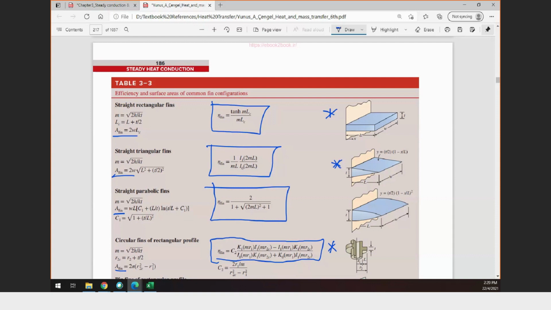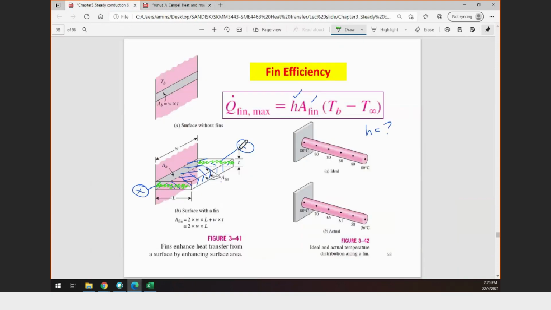Okay. And then Tb is the base temperature. T infinity is your T surrounding. Okay, so if you need to calculate Ab, Ab is the area of the base. This means the area of the fin base, if the fin is not attached to the body of the system, the body of the object that you want to release the heat from. Okay.